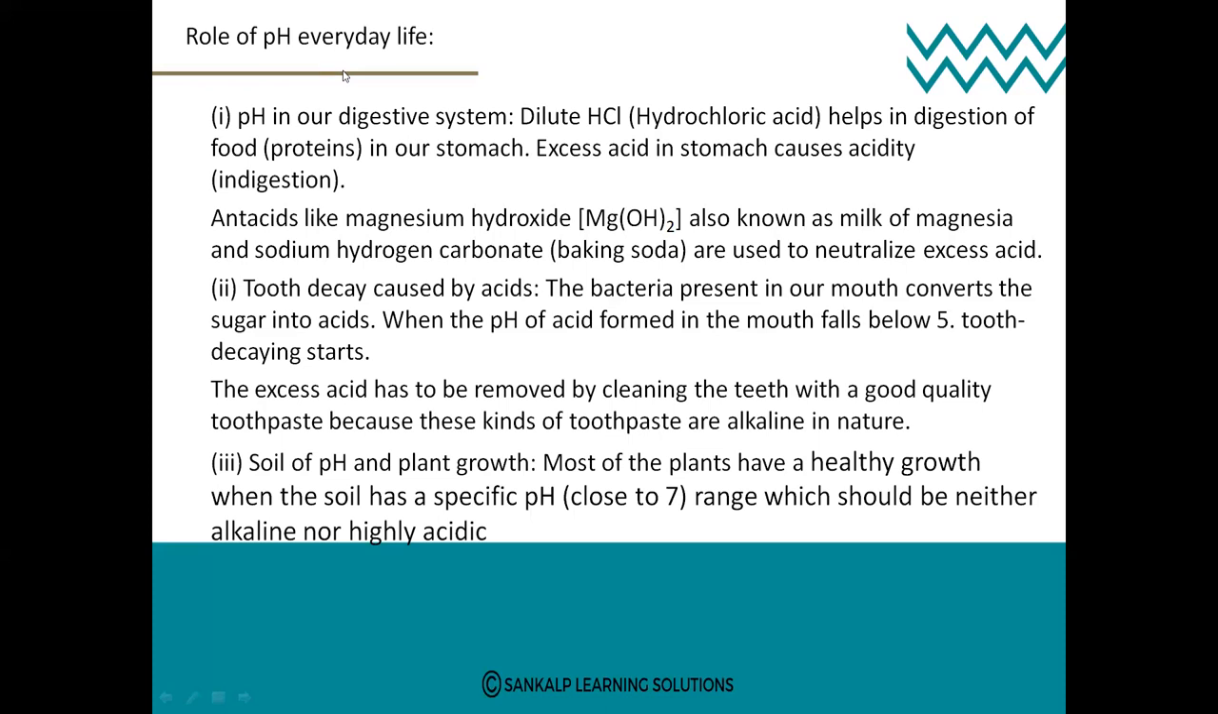That is when the pH of the acid found in the mouth falls below 5. You know what acid strength is? Below 7 is acid strength. So when the pH of the acid found in the mouth falls below the range of 5, tooth decay starts.